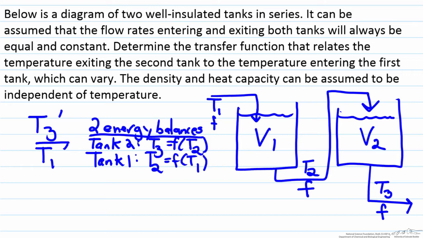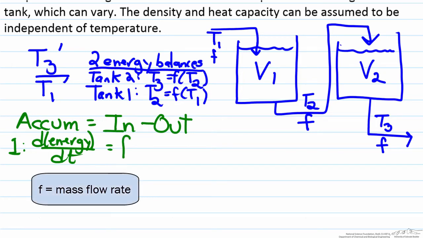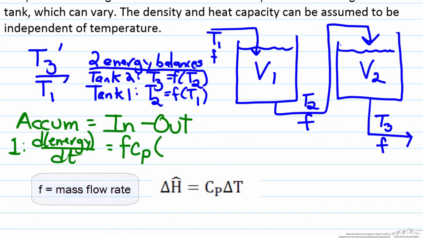first tank. So in this case here, we have no chemical reaction happening, and the system is well insulated, so therefore our energy balance for both tanks can be simply written down as the accumulation of energy is equal to the energy in minus the energy out. And for tank 1, the accumulation will be d energy dt, and that will equal the inlet energy, which we can find via the enthalpy multiplied by the mass. So we have a mass flow rate of F coming in, multiplied by enthalpy. In this case, will be Cp multiplied by the temperature T1 minus a reference temperature.